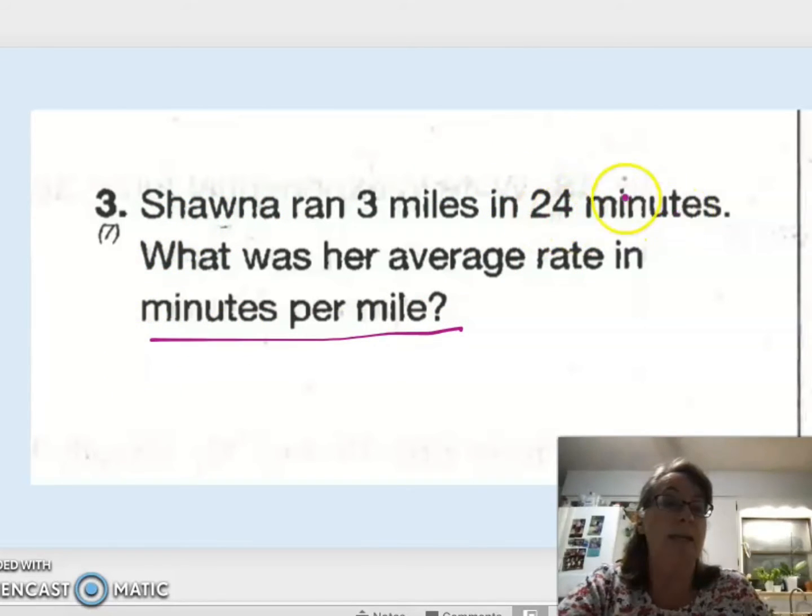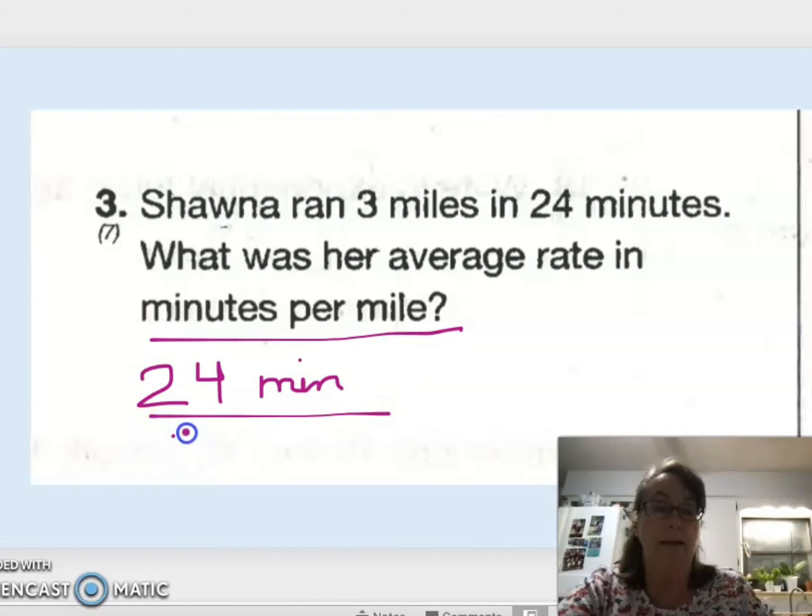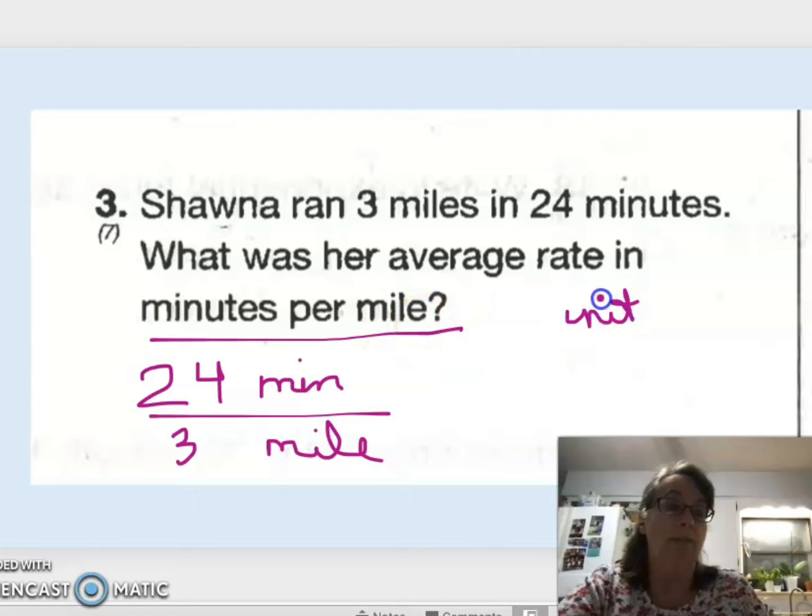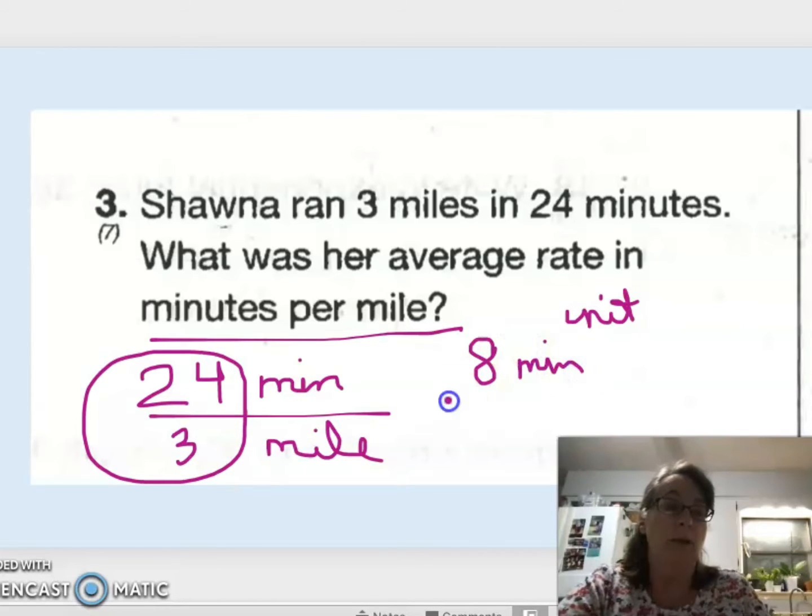And so we're going to write minutes per mile, 24 minutes per 3 miles. Now, when we write a rate, we want it to be a unit on the bottom. So we want 1 mile per 1 mile, not per 3 miles. So we're going to just take this and simplify 24 thirds, which is 8, and we will get 8 minutes per 1 mile, because divide by 3, we get 8 minutes per 1 mile.